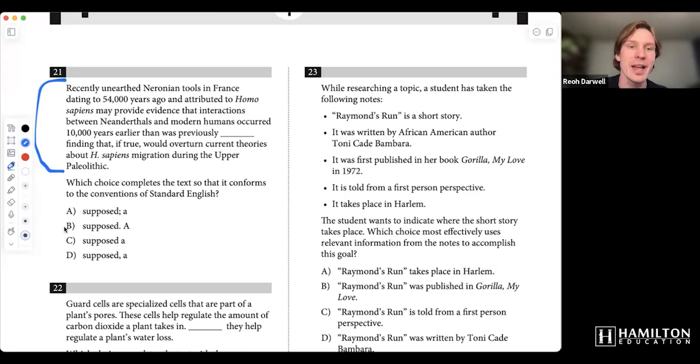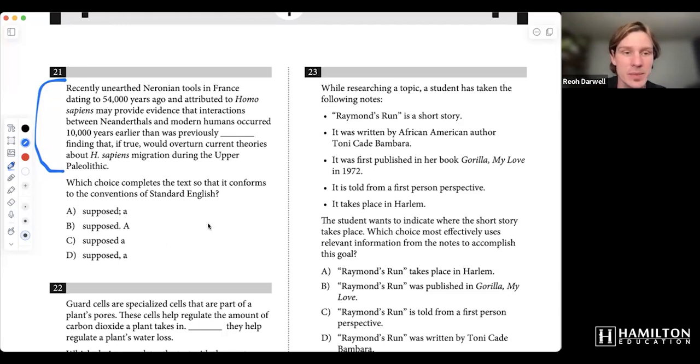Okay, what does the sentence say? Tools provide evidence that interactions happened earlier than previously thought, which, if true, would overturn current theories. All right. So, why can this not be 2 sentences?